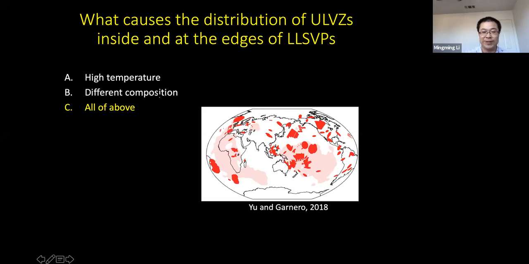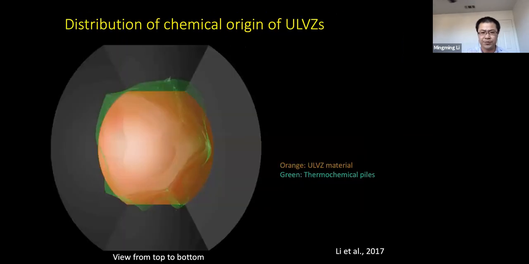It's also a multiple choice question: A, high temperature; B, different composition; and C, all of the above. The right answer is all of the above. Both high temperature and different composition can cause UVZs. And what I found is that UVZs caused by high temperature can have a very different distribution than UVZs caused by different composition.